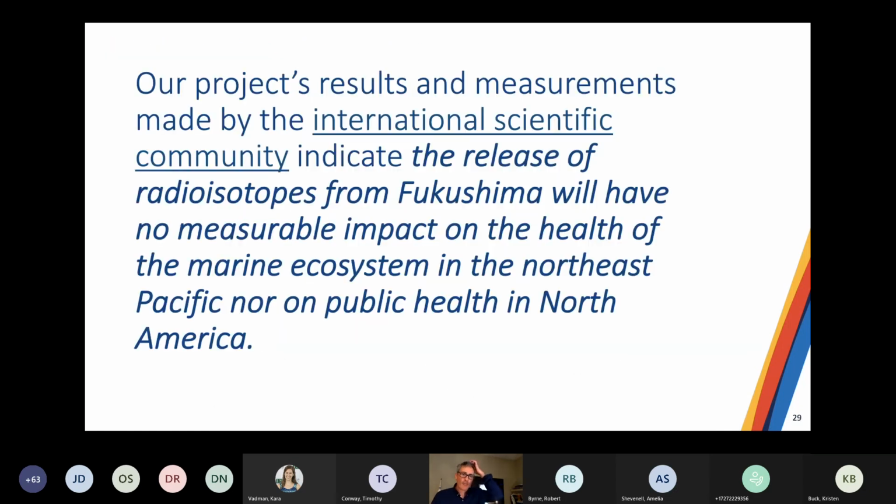So that was the bulk of the scientific results from the project. And in summary, neither the results of our project nor any of the measurements made by the international scientific community suggested that for North Americans, the risk to our marine ecosystem health and to public health was anything but quite minimal. And that Fukushima just wasn't a significant event with respect to environmental or public health here in North America.